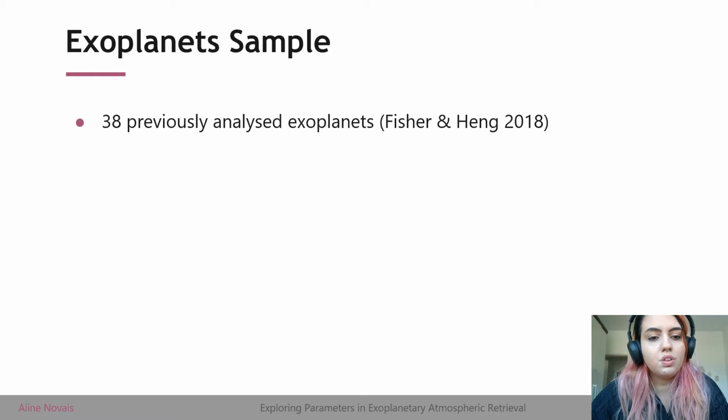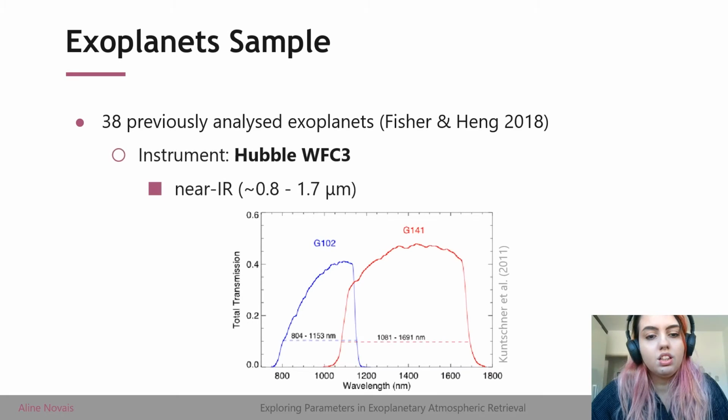So we worked with a 38 exoplanet sample, which were previously analyzed by Fisher and Hang 2018. So these 38 were all that was available at the time. These 38 planets were all observed by Hubble's Wide Field Camera 3, and more specifically in the near-infrared region, which covers this wavelength.